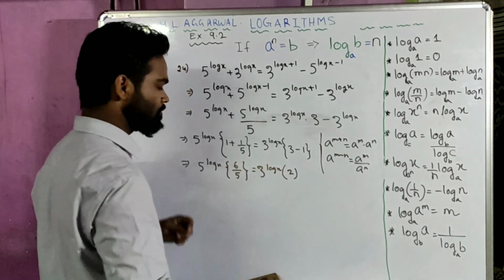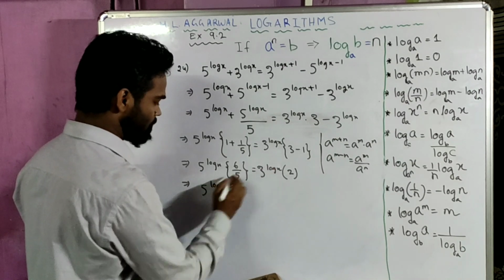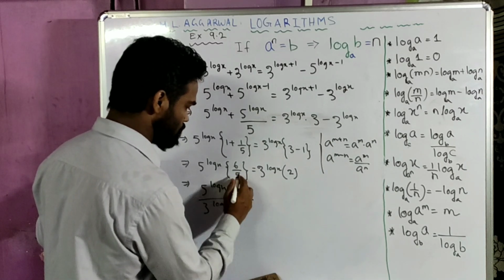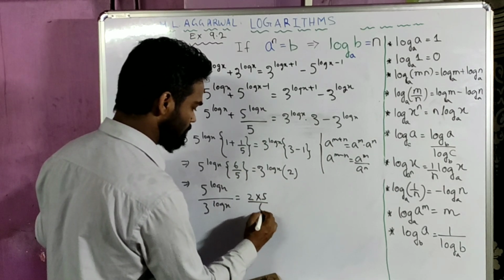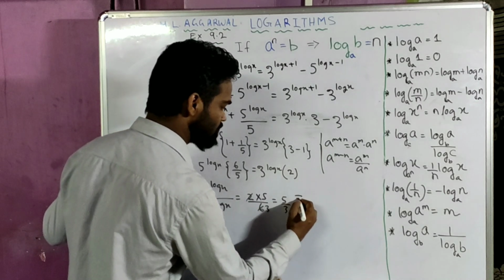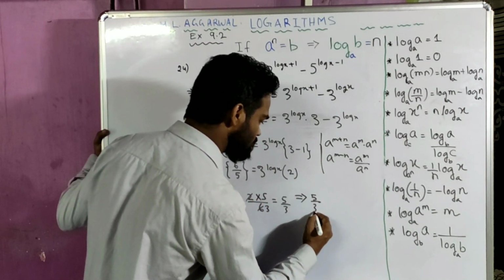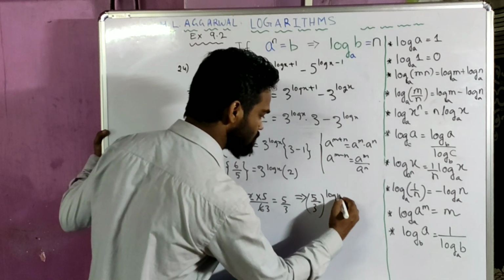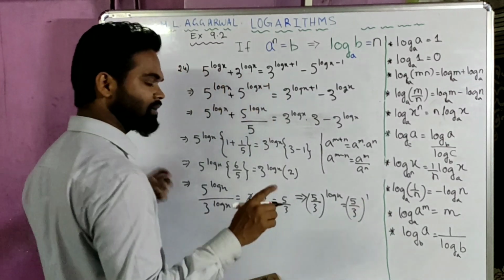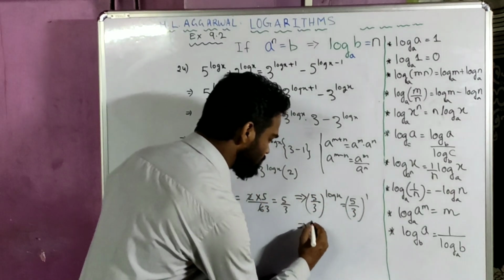This becomes 2. Clear? So what I'll do, I'll write 5 to the power log x, bring this over here, so 3 to the power log x equals 2 multiplied by 5 by 6, which is 5 by 3. Can I write this as (5 by 3) to the power log x, and this is (5 by 3) to the power 1? If bases are same, we can equate the power.